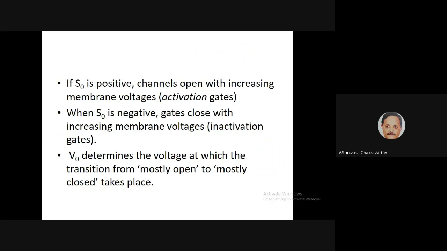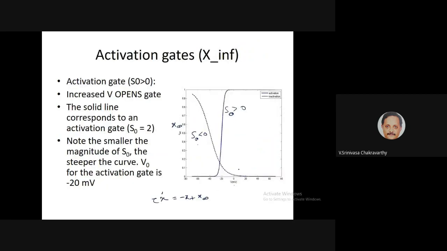V naught tells you at what voltage the channels change from closed state to open state or open state to closed state. The transition point is given by V naught, and whether the channels open with increasing voltage or close with increasing voltage, that is given by S naught. So this is the meaning of these two parameters.